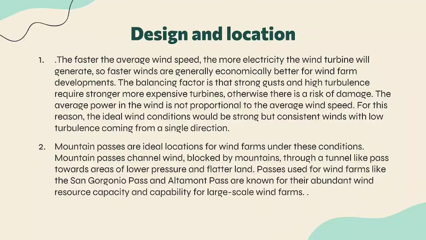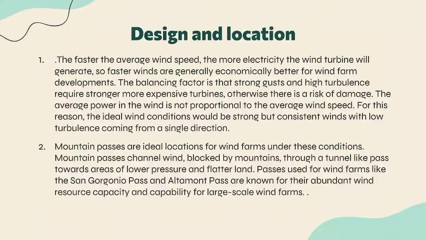Location is critical to the overall success of a wind farm. Additional conditions contributing to a successful wind farm location include wind conditions, access to electric transmission, physical access, and local electricity prices. The faster the average wind speed, the more electricity the wind turbine will generate. So faster winds are generally economically better for wind farm development. The balancing factor is that strong gusts and high turbulence require stronger, more expensive turbines. Otherwise, there is a risk of damage.